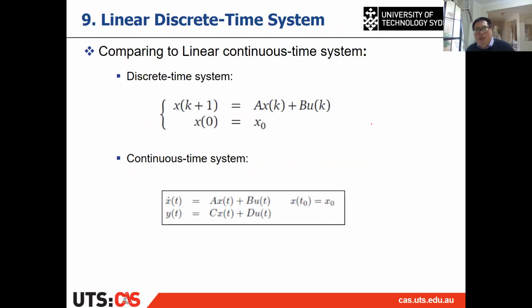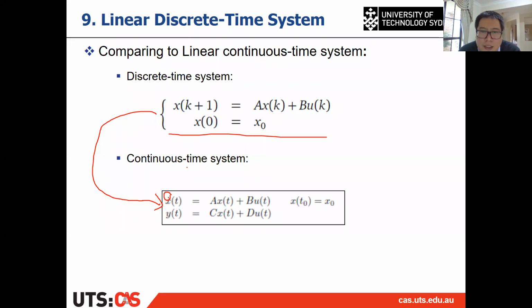Then we introduce the linear discrete time system. This system is different from the continuous time system if you compare. First, there's no dot anymore. Right, so this is the discrete one. There's no dot anymore because it is discrete. Discrete means that the time is not continuous. It's time steps, k, instead of t. So you can't calculate the derivative of the state with respect to time. That's why there are no dots there.